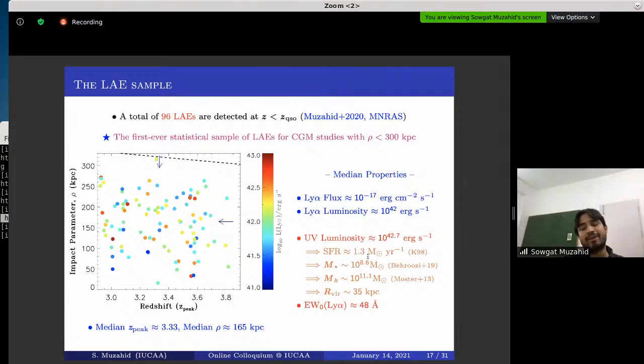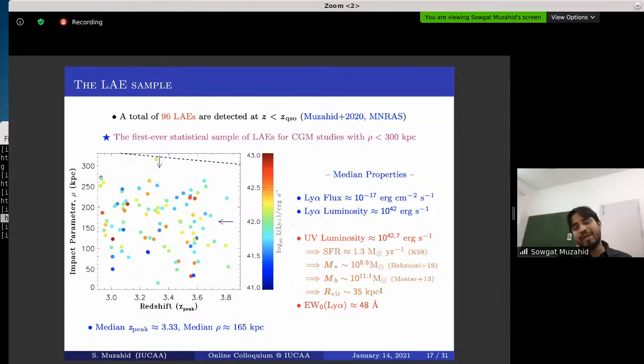About half of them are also detected in UV continuum, with a median luminosity of 10 to the 42.7 erg per second. From that, we calculated the star formation rate using the Kennicutt prescription. The median star formation rate turns out to be 1.3 solar masses per year. And if you assume that those Lyman alpha emitters fall on the star forming main sequence, then you can also guesstimate the stellar mass, which turns out to be about 10 to the 9 solar masses or so, slightly lower than that.